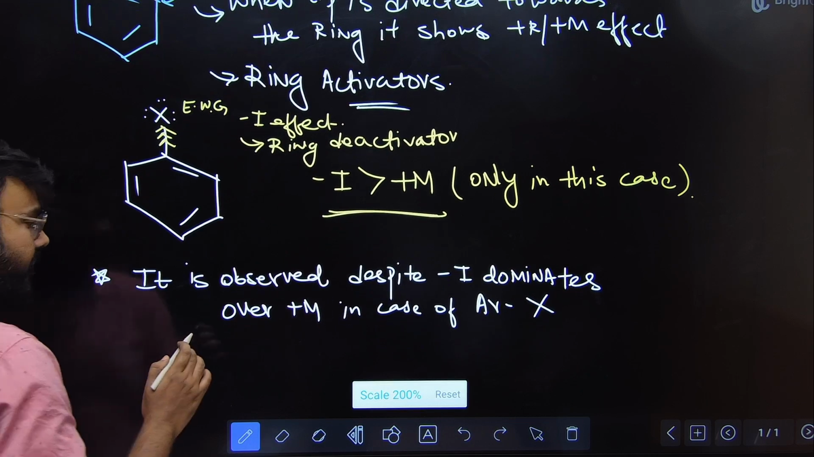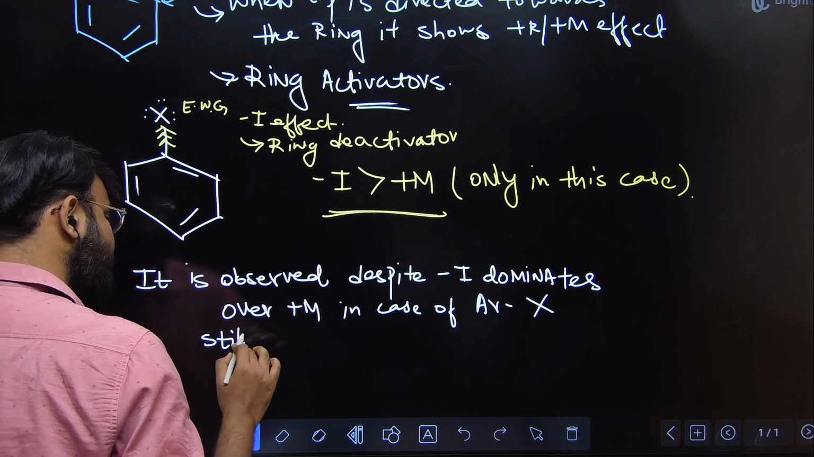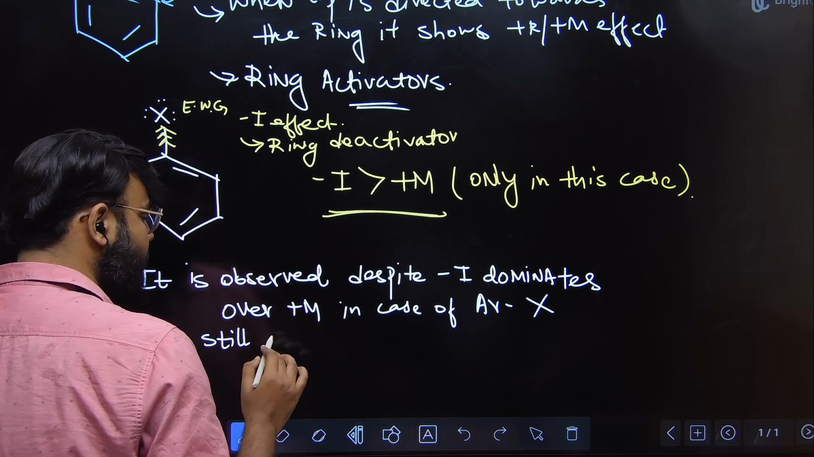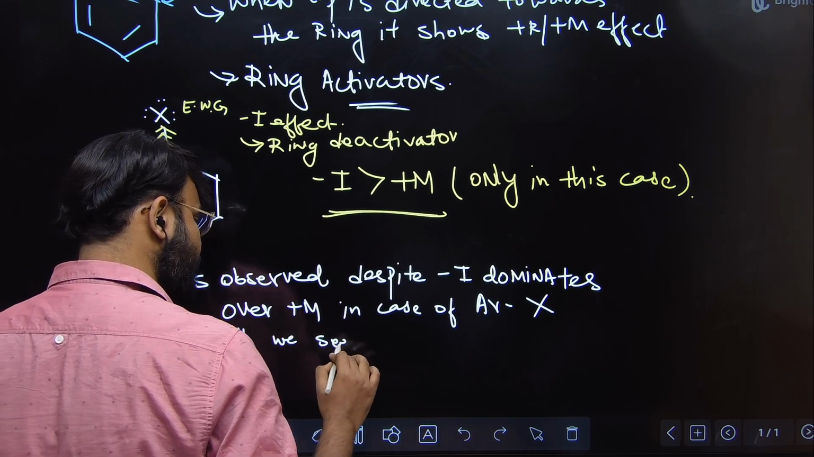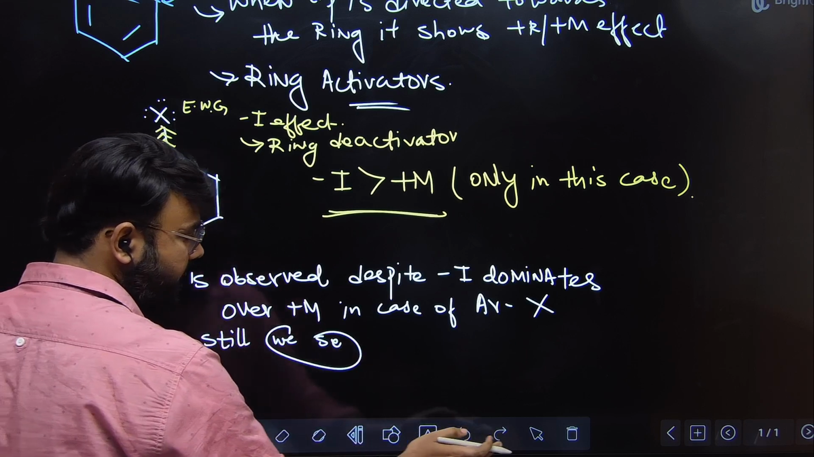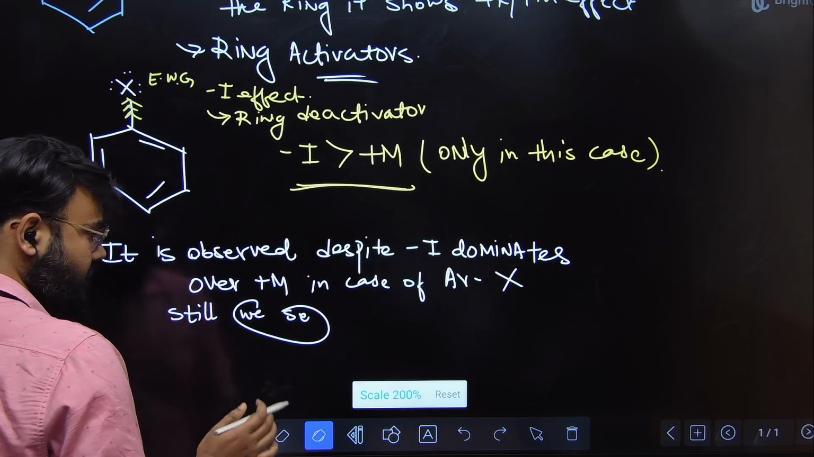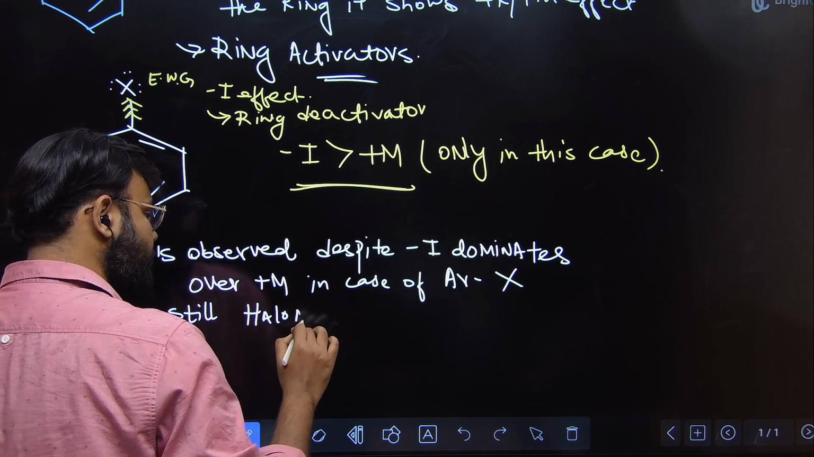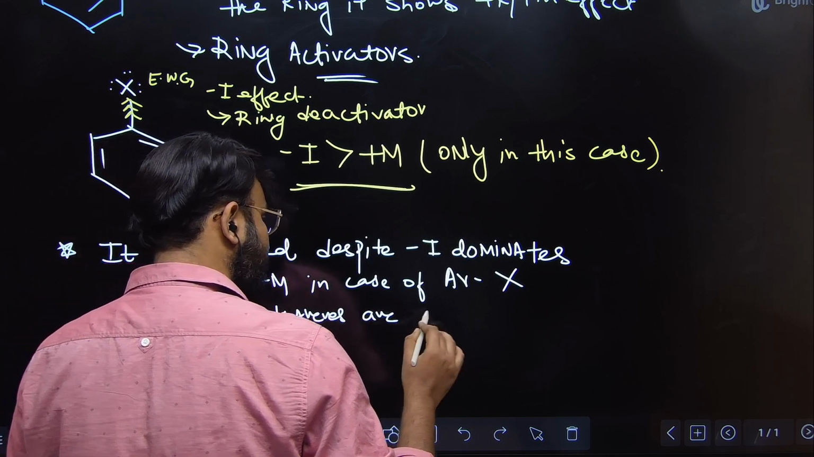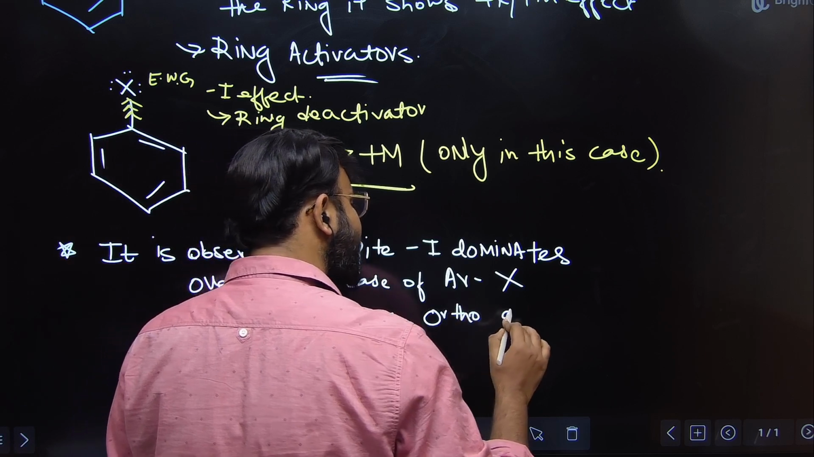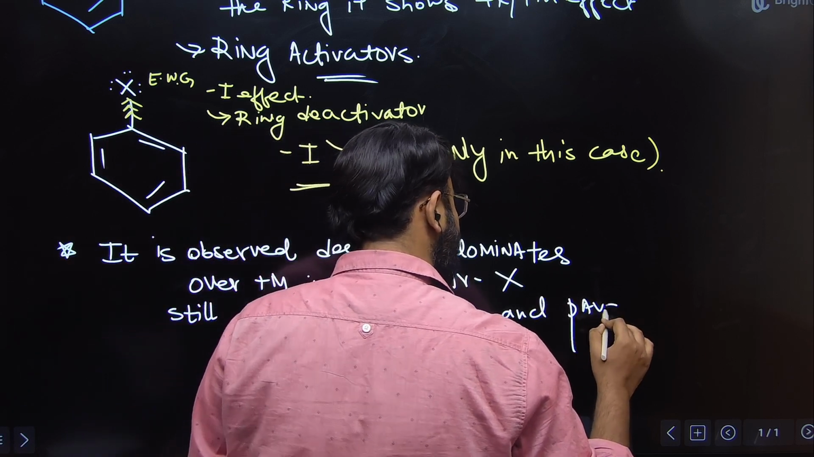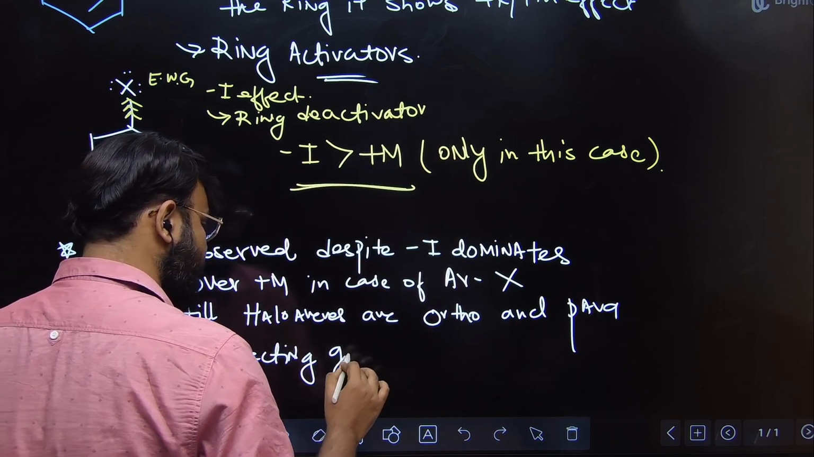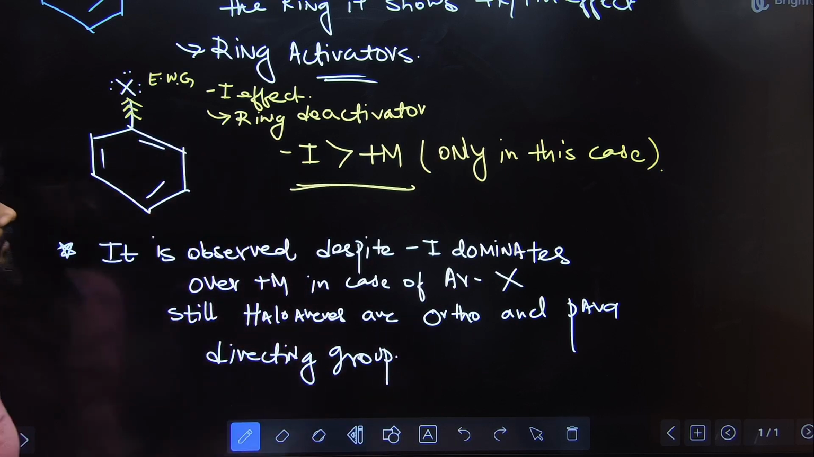In case of haloarenes, still we see haloarenes are ortho and para directing groups. Ortho and para directing groups.